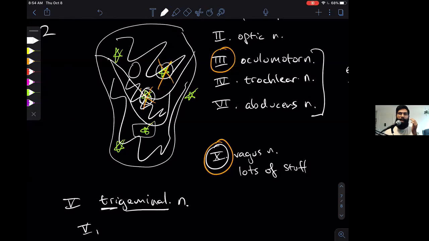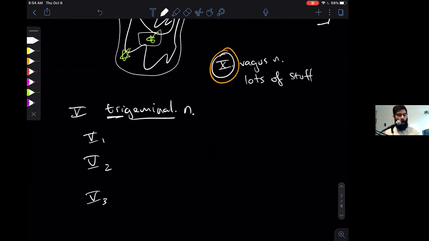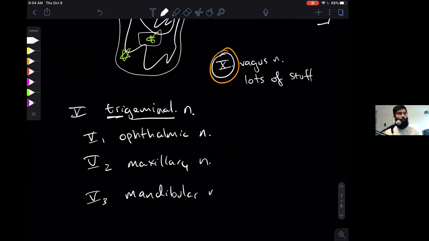So if you get slapped like right here, trigeminal nerve branch V2 is going to send that information to your brain. Right? If you get slapped down here, V3 is going to send that. If you get slapped up here, if you're slapping yourself because you didn't realize what the trigeminal nerve does, that's going to be V1 that's sending information to your brain. And these guys have names also. This is the ophthalmic nerve. This is the maxillary, coming from maxilla, which is this bone, maxillary nerve, and your mandibular nerve.